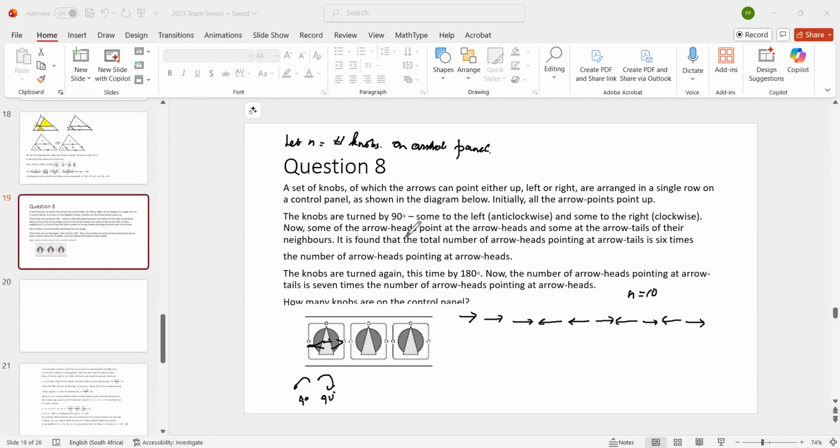Now this question says that some of these arrowheads point at arrowheads. Like here you can see this arrowhead points to this arrowhead, and they're all facing each other. Here too. Some of the arrowheads point to arrowheads, as we have here, and others point at the arrow tails of their neighbors. So this points to the arrow tail of its neighbor, right? Here too, this points to the arrow tail of its neighbor.